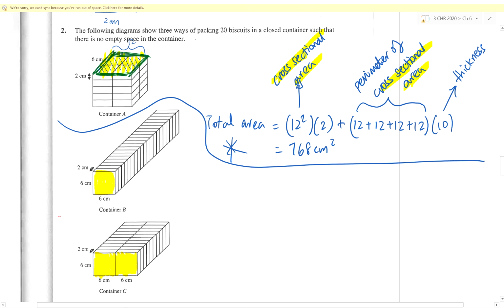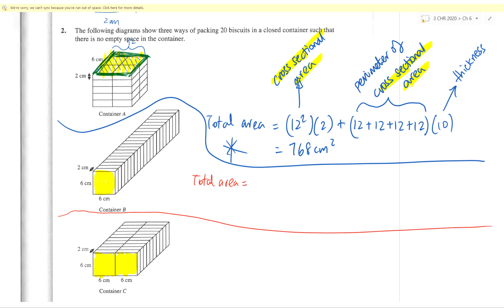Okay, so for container B, total area equals, according to our formula, cross-sectional area. So in this case, cross-sectional area will be 6 squared, 6 times 6. Then I need to multiply it by 2 because there is 1 in front and 1 at the back. Multiply this by 2.